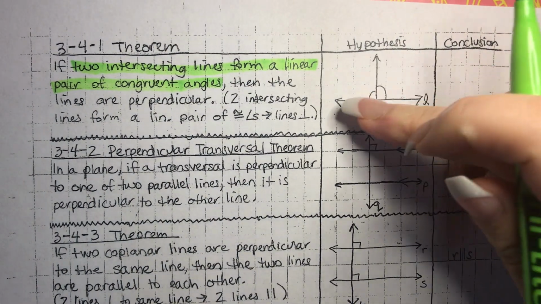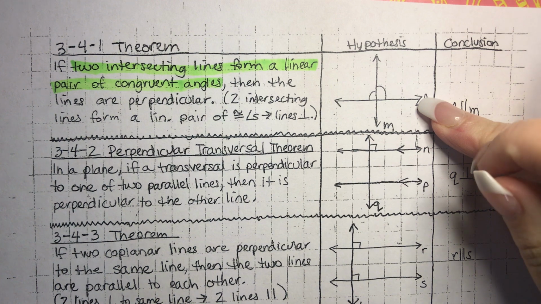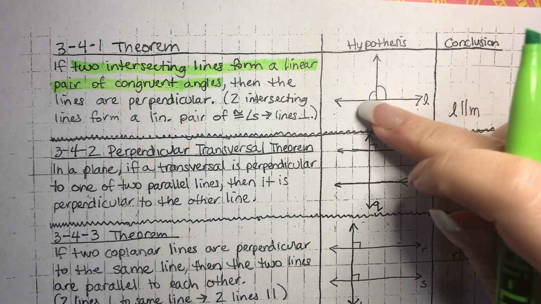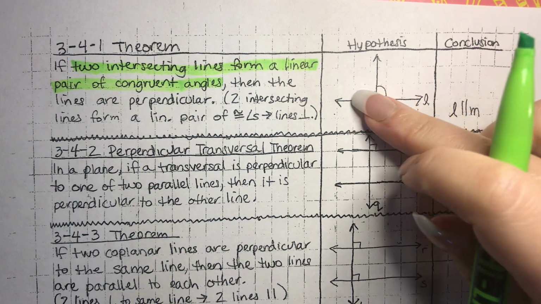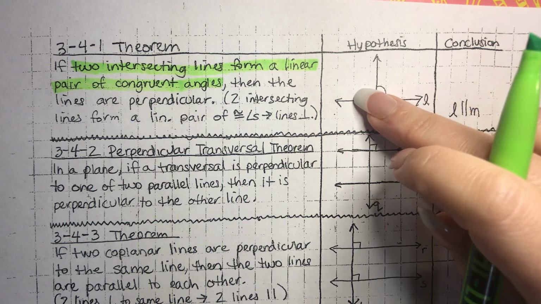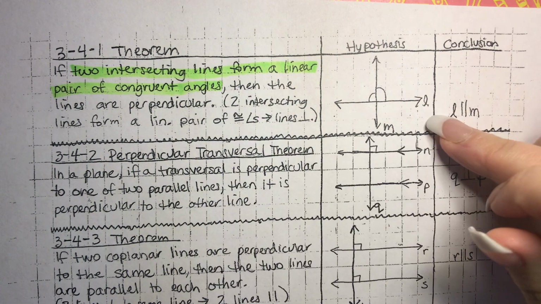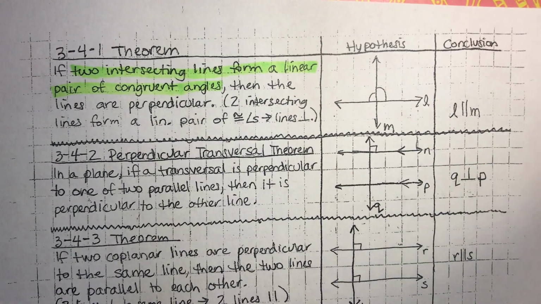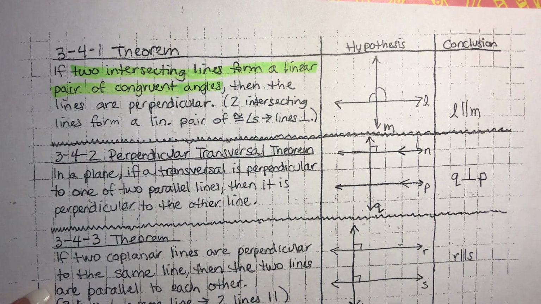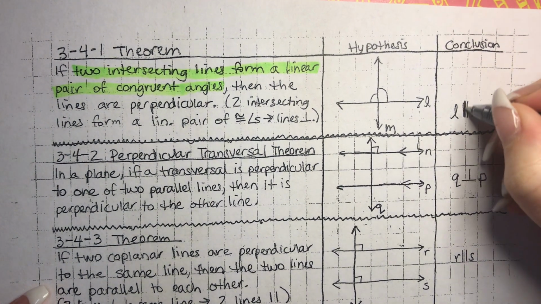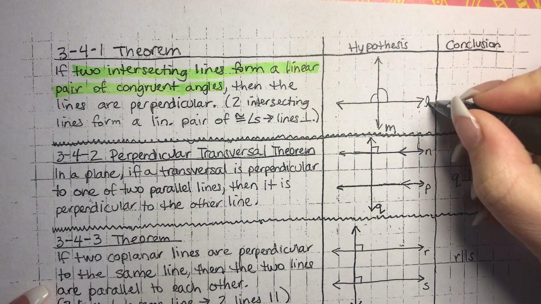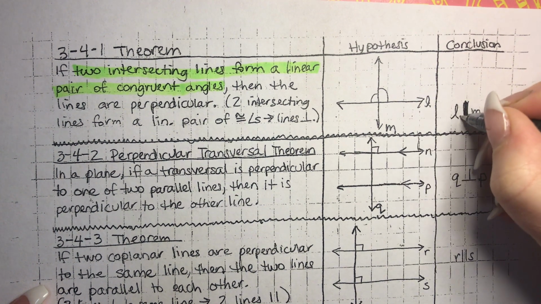So here we have two intersecting lines and they form a linear pair. These two angles are a linear pair, right? They form a straight line and they're congruent. We can tell by those arc marks. Then the lines are perpendicular, okay? And there's a misprint here, so let's go ahead and make this an L, which would be perpendicular, right?